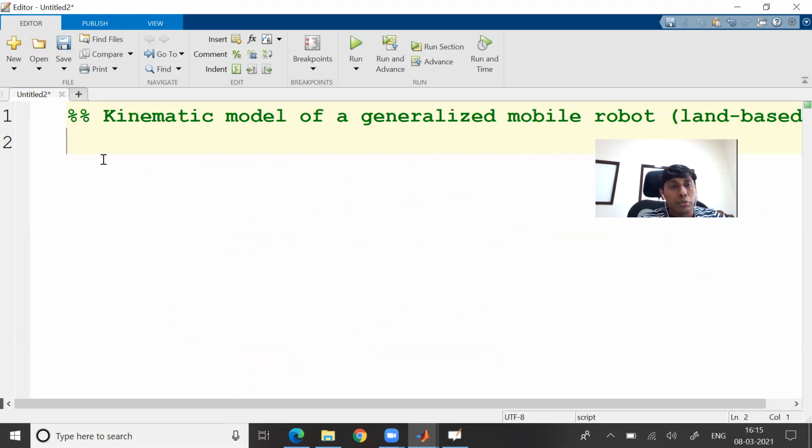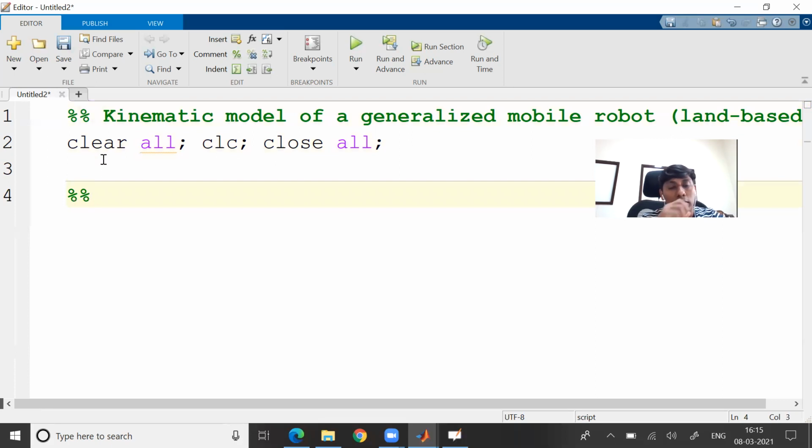Now we need to first do the prerequisites. Sometimes your workspace would have similar variables, so you clear all. Sometimes you want to present something on the command window, so better you clear the command window. Sometimes you would be hanging with several figures, so better you close all the figures. This is not mandatory, but you had better do it. Now we are starting the MATLAB simulation.